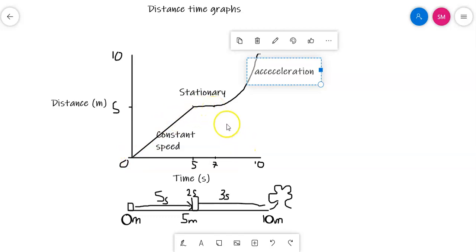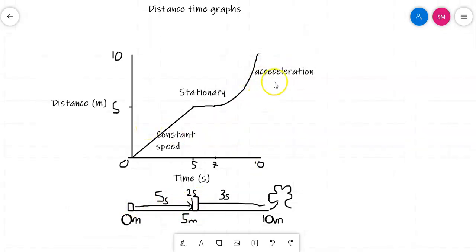If the line was going in a straight line down to the bottom, then that would still be a constant speed, but that would be showing the object just going backwards towards the start. But really, these are just the 3 bits of vocabulary that we need when we're talking about distance time graphs.